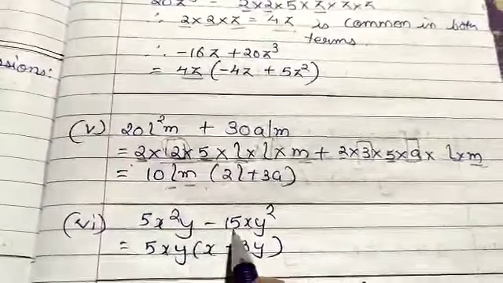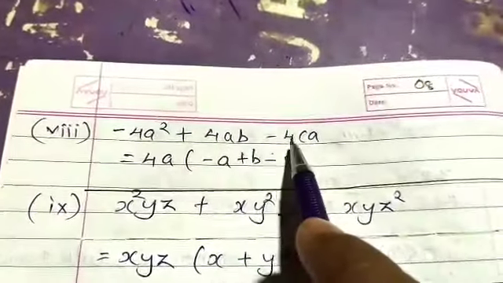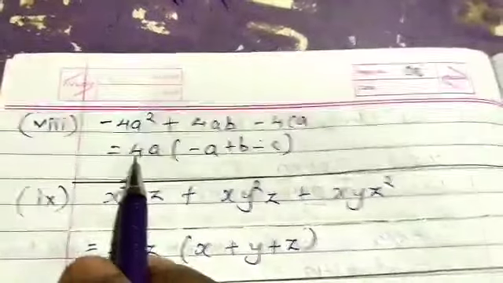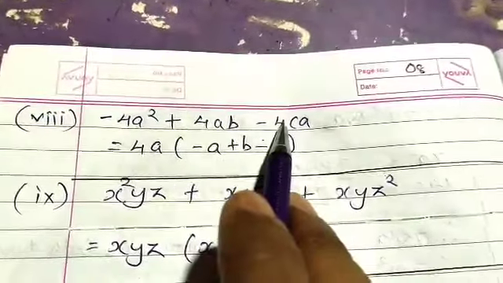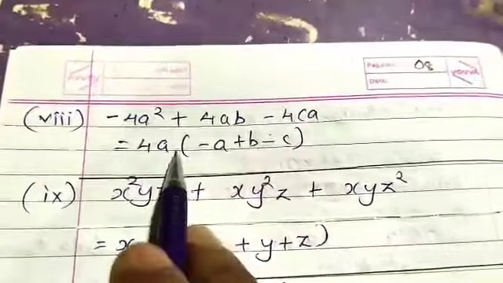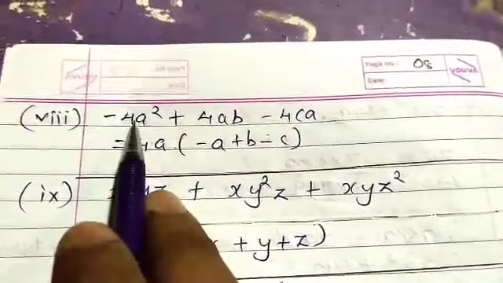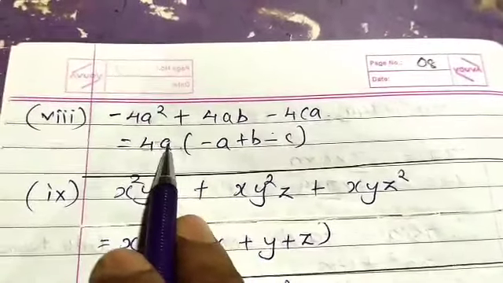Now the next is minus 4a² plus 4ab minus 4ca. Here, 4a is common, so I will take positive 4a as a common. From a², I have taken 1a common.